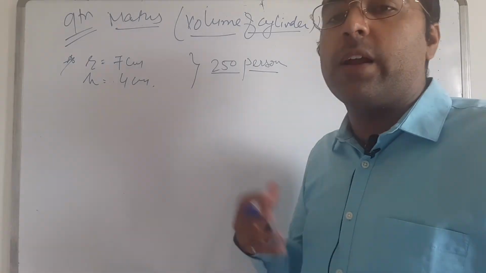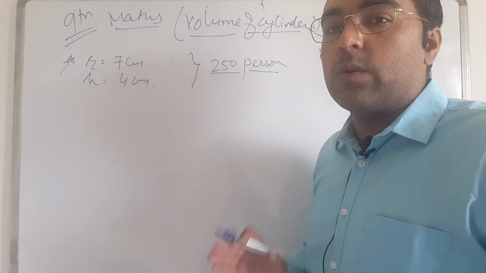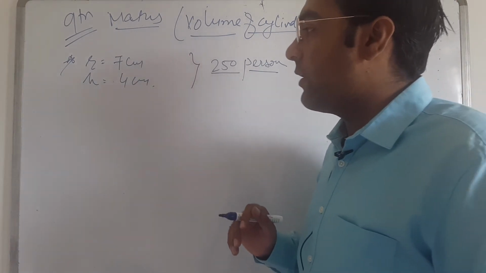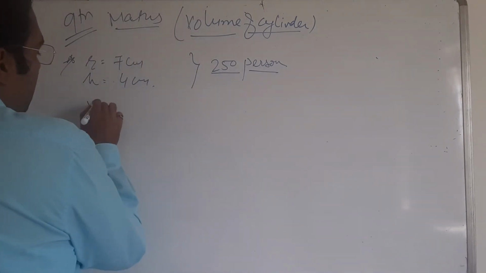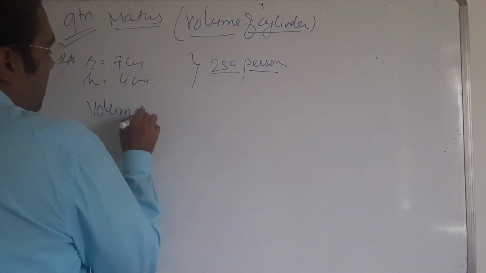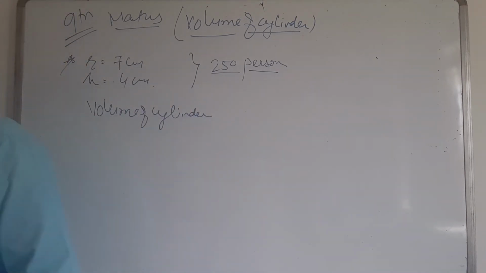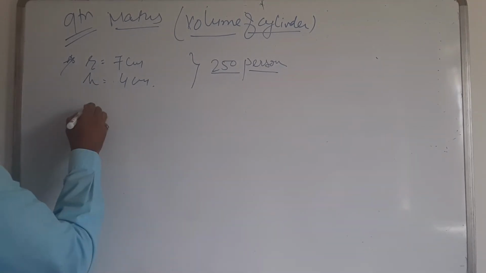For that we have to find the volume of this cylinder. Here is a clear-cut question, that is the volume of this cylinder. So for the volume of the cylinder, my formula is volume of cylinder equals pi r square h.